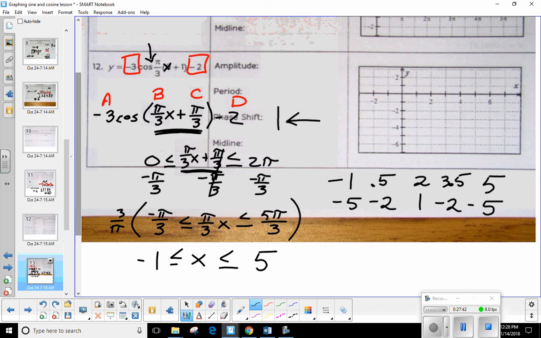So what's my first ordered pair? Okay. So from here, I'm going to go negative 1, negative 5. So I got a point right here. Then I'm going to go 1/2 and then down 2. Then 2, 1. Then I have 3.5, negative 2, so about midway. And then 5, negative 5. There we go.